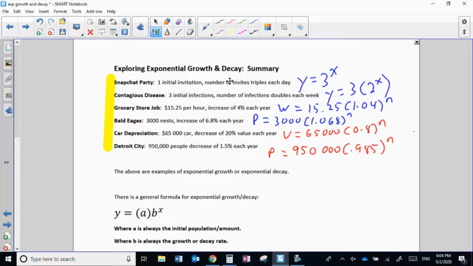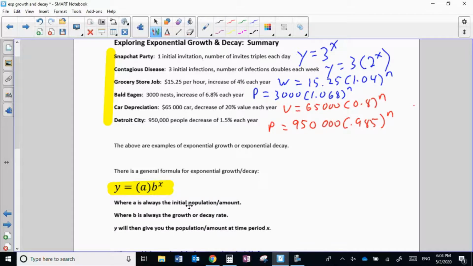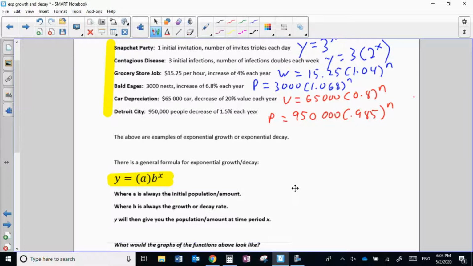Even in the first one, initial invitation, we could think about there being a 1 in front of this. So all these equations actually have this form right here, y equals a times b to the power of x, where a is the initial population or the initial amount, and b is always the growth or the decay rate, growth rate for the first 4 and decay rate for the last 2. And then the y value will give you the population or the amount, whatever it is at time period x.